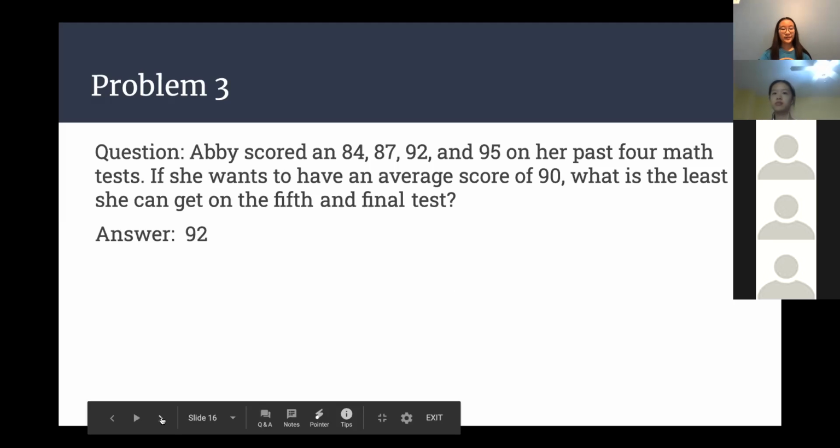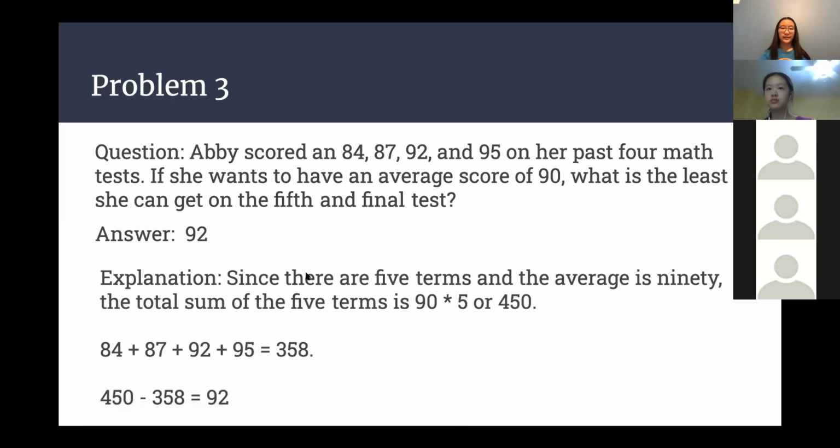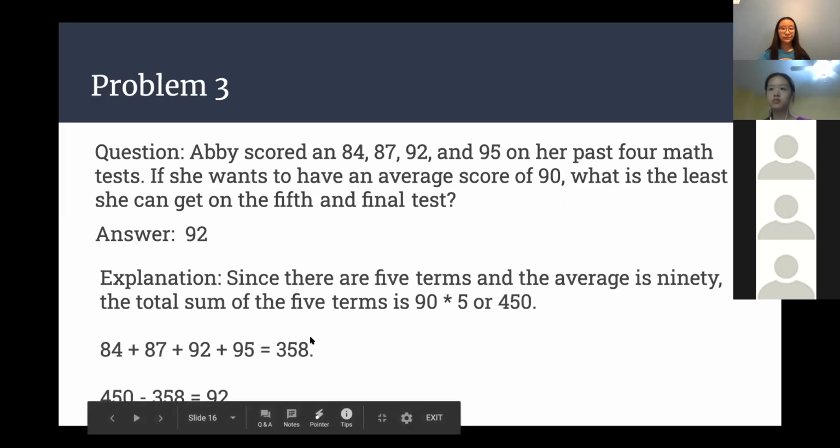Good job. And to find that, we know the average score she's aiming for is 90, and there will be 5 tests. So you multiply 90 by 5, and that tells you that the sum of her scores on all the tests has to be 450. And then the scores she already has add up to 358. So you subtract that total from 450 to get 92. And that's the score she needs to get exactly 90.